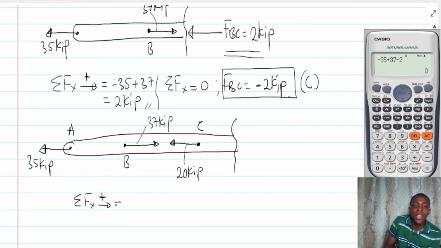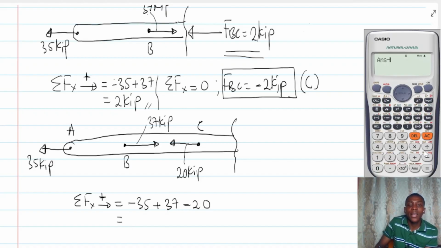So summation of forces again is going to be what? So minus 35 plus 37 minus 20. Okay. So what is that? Minus 35 plus 37 minus 20. If I do this, I'm going to get minus 18. So what this means is that the external effect of all the forces here is minus 18. Therefore, for this body to be in equilibrium, I need to get a tensile force. So minus 18 means it's actually a compressive force.